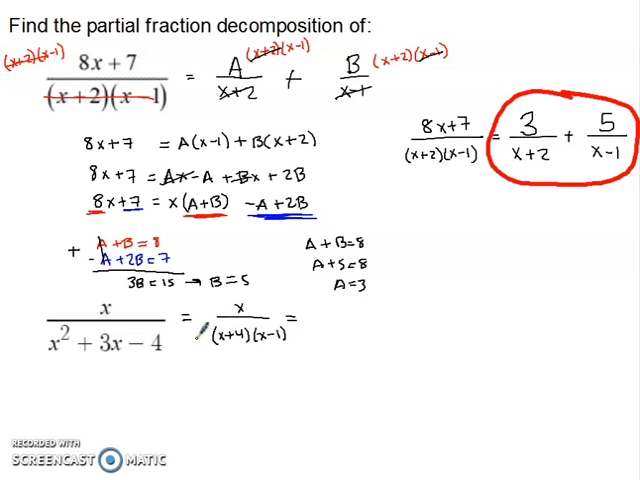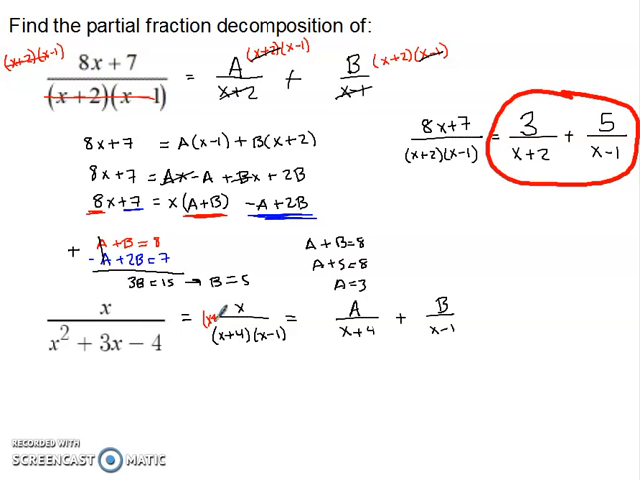So my first two denominators are x plus 4 and x minus 1. And my numerators, since my denominators only have degree 1, are going to be a and b.